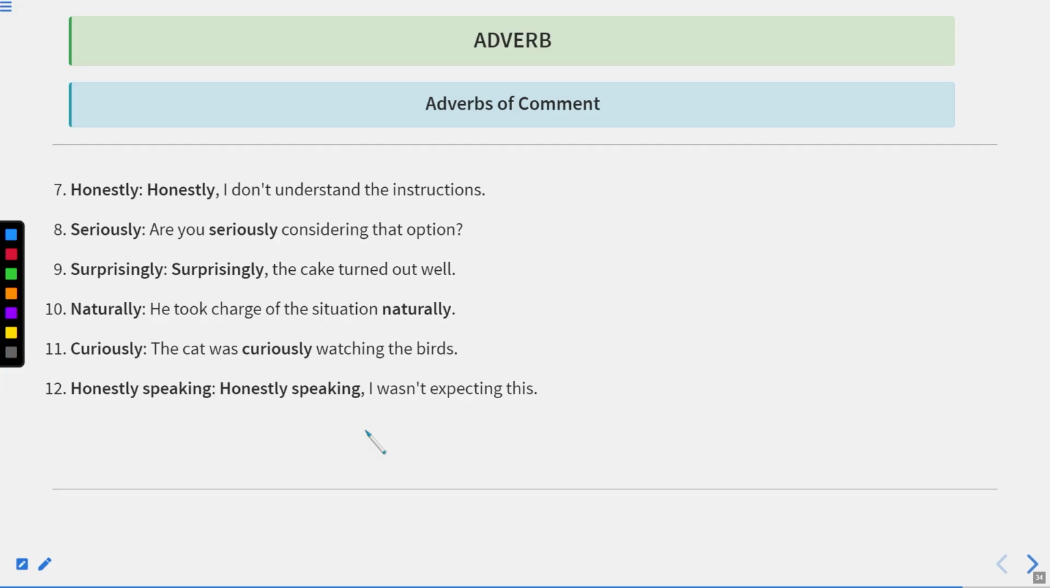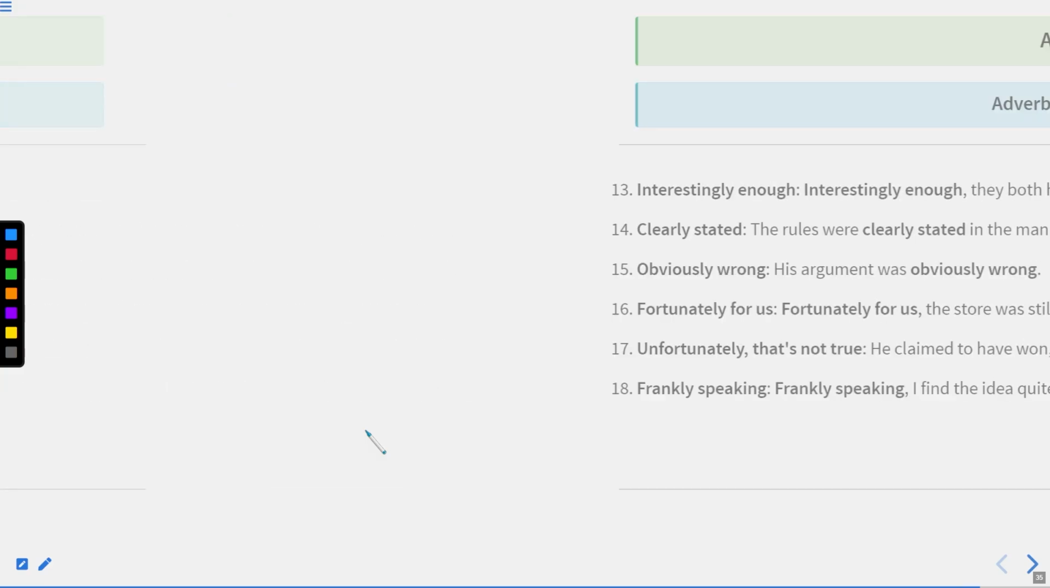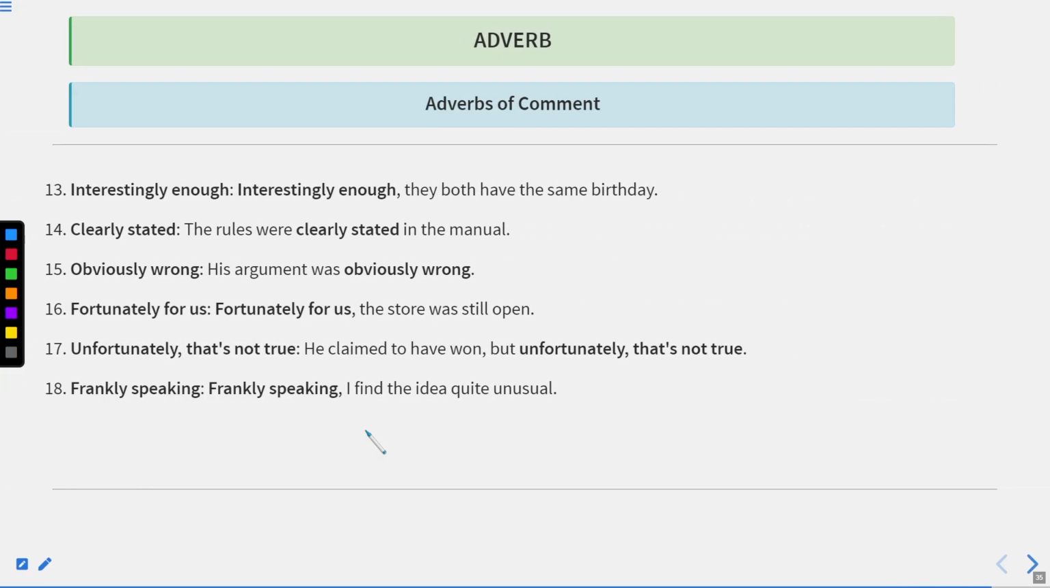Surprisingly, the cake turned out well. Naturally, he took charge of the situation naturally. Curiously, the cat was curiously watching the birds. Honestly speaking, I was not expecting this. Interestingly enough, they both have the same birthday. Clearly stated, the rules were clearly stated in the manual. Obviously wrong, his argument was obviously wrong.